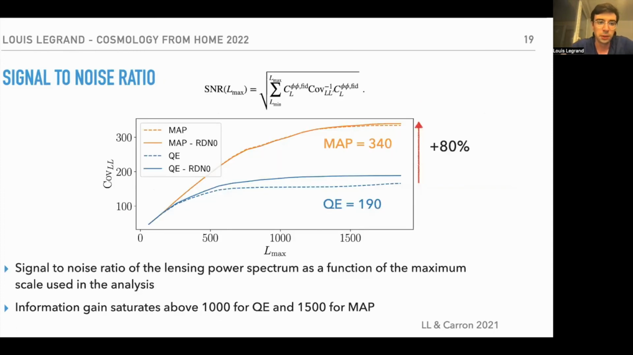And this allows to increase the signal-to-noise ratio by 80%. So when you use our iterative reconstruction, because you get a lower N0, you're able to increase by 80% your signal-to-noise ratio of the CMB lensing power spectrum. And you see that you gain also information up to smaller scales, so up to 1,500. So this is for a CMB stage 4 configuration, and for the iterative reconstruction, and up to 1,000 for the quadratic estimator.